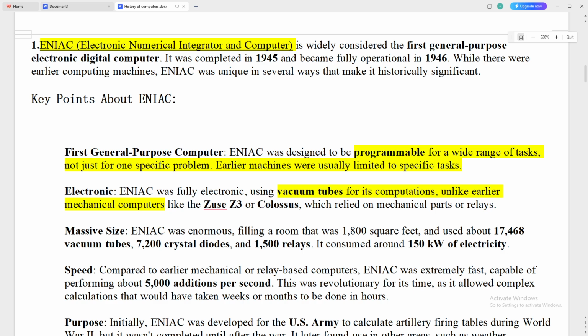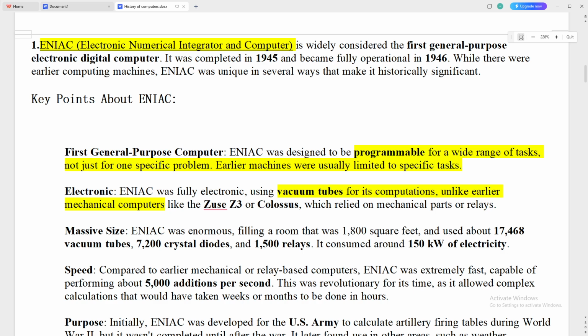At that time, silicon or any other such material had not yet been found, so they basically used crystals, and in crystals signals are transferred and work with other components so that the processes are executed. And 1,500 relays were used. It consumed around 150 kilowatts of electricity. Can you imagine 150 kilowatts of electricity being consumed by this enormous computer?